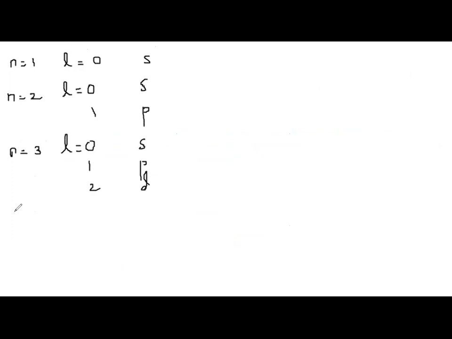So if n is equal to 1, l values vary from 0 to n minus 1. It is 0, so s. n is equal to 2, l values 0 and 1. It is s and p. n is equal to 3, l values vary from 0, 1, 2. So it is s, p, d. n is equal to 4, l values vary from 0, 1, 2, and 3. So it is s, p, d, and f. So the maximum number of electrons in these subshells can be found, and that is 4l plus 2.